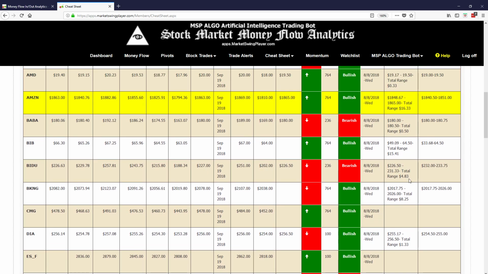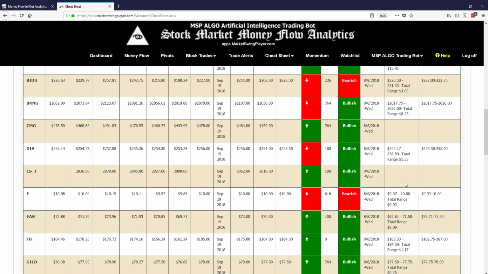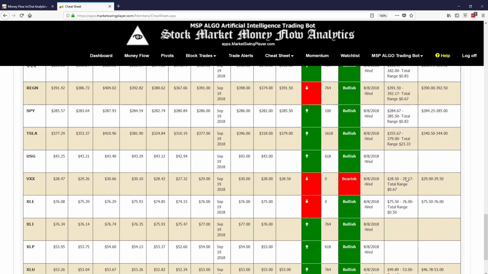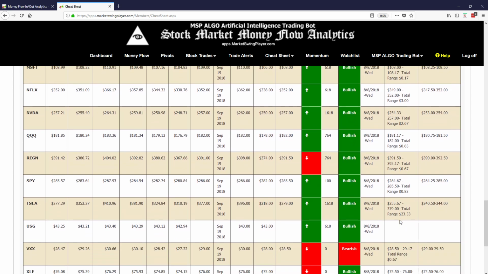Range. Normally I play Amazon or Booking, but $8 for Booking is not a good move, really. It seems like most likely the market is not going to make too many big moves, just looking at the range of most of these stocks. Here we've got Tesla. It says 23, so 355 to 379. And then we have SPY. It says 83 cents. So the upper range is 284.67 and the lower range is 285.5.